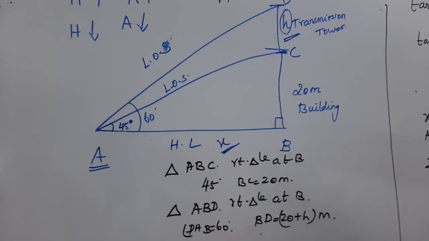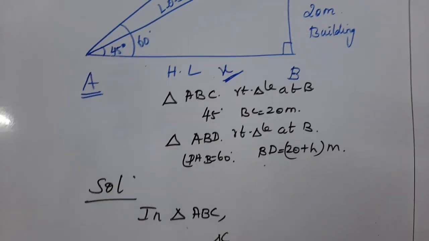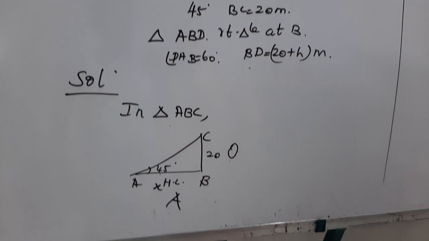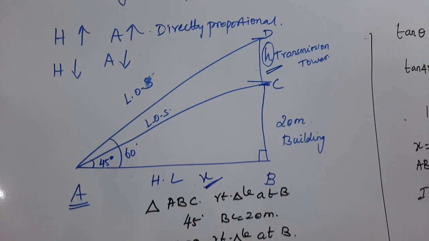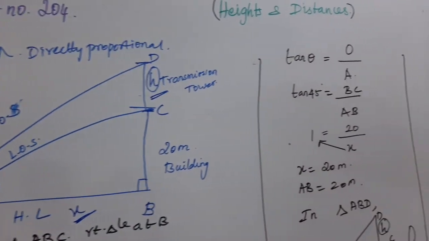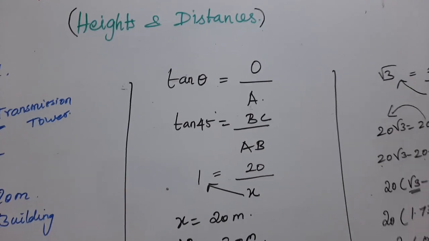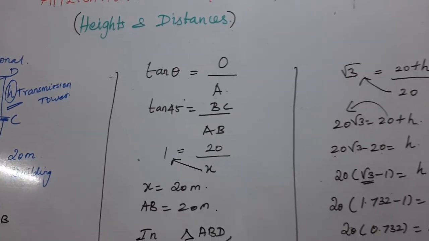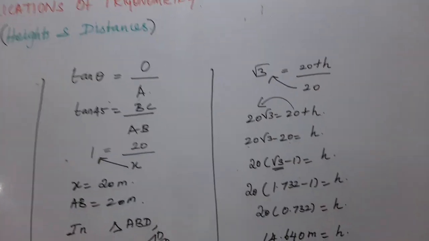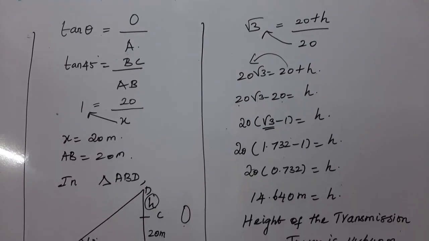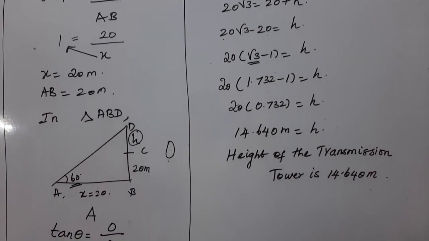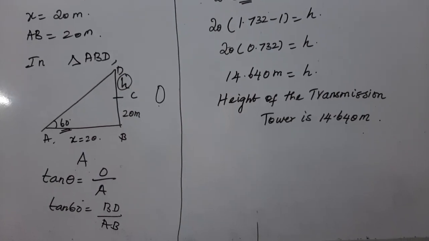We are not supposed to leave the answer in this particular chapter as a root value itself. Even in your book bag, answers are given with root values, but we should substitute the value for root 3, root 2, and should execute the arithmetic operations and give the answers as decimals. We got the height of the transmission tower as 14.640 meters.